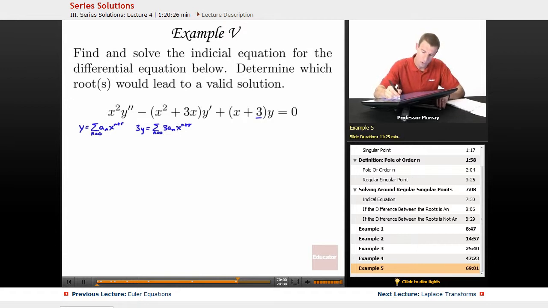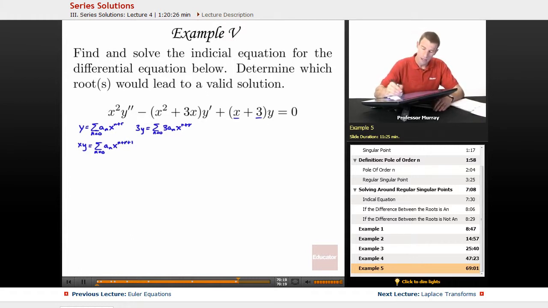And then we're going to have an x times y. So x times y is the sum from n equals 0. That just bumps it up by a power of x, so an x to the n plus r plus 1.